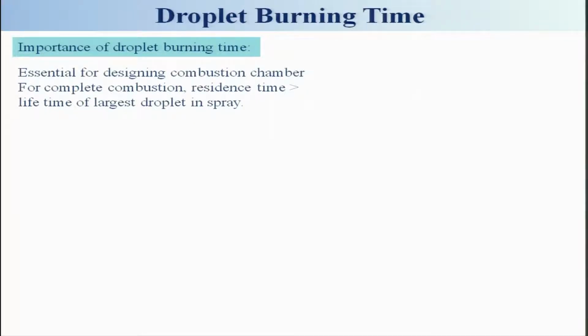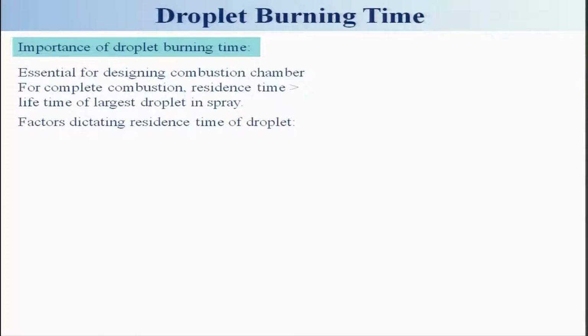For complete combustion, the residence time must be greater than the lifetime of the largest droplet in the spray. You may say, there are several droplets, so what will you consider when designing? You will say, whatever the largest droplet is, I will design for that, and if that is taken care of, then the rest will be taken care of. This is of course a little ad hoc, but it is essential to use as a design tool.